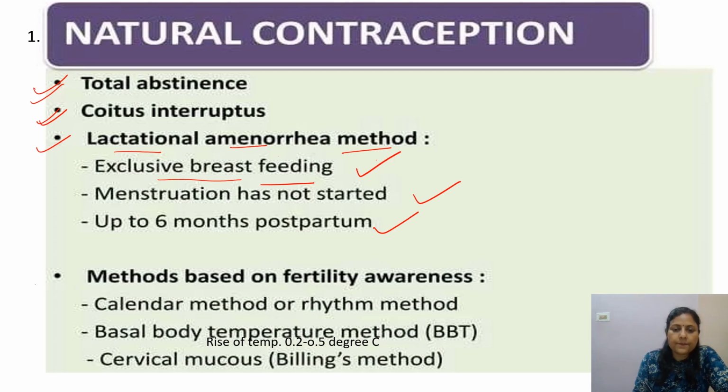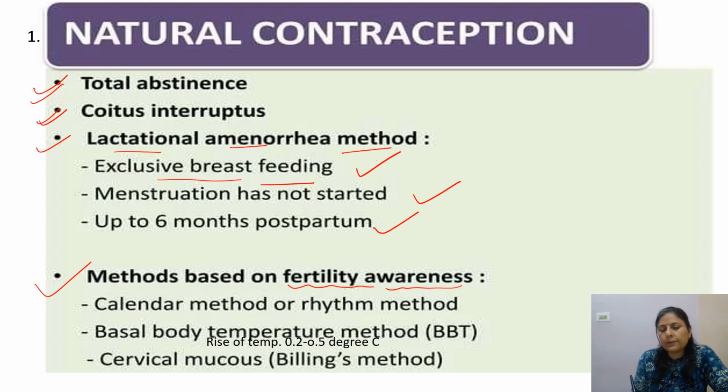Next method is based on fertility awareness. Fertility awareness means one patient should have knowledge about the time of ovulation and try to avoid coition 2 or 3 days before and 2 or 3 days after ovulation. That is the fertility awareness. Now, how does a couple know the time of ovulation? For that there are certain methods.